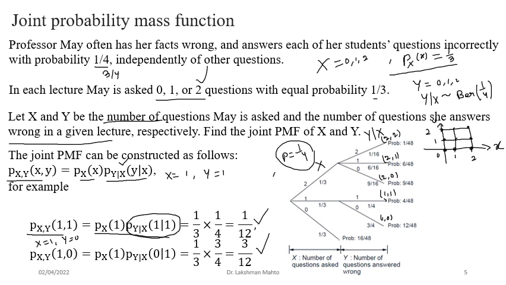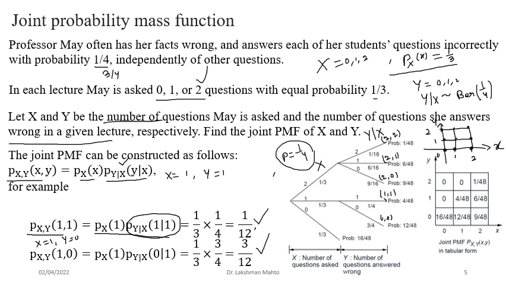We are taking y along the vertical axis, so you can see the calculation here. This one is talking about x equal to 0 and y equal to 0. Just as examples, I have computed the joint occurrence of x and y for x equal to 1 and y equal to 1, and x equal to 1 and y equal to 0. These two I have computed. The rest you can compute yourself easily.